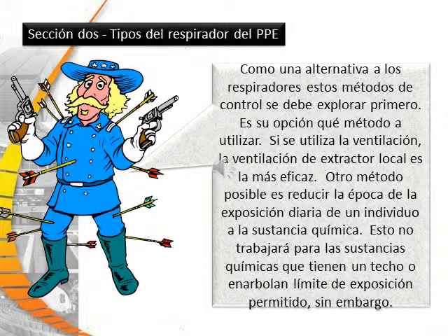If ventilation is used, local exhaust ventilation is the most effective. Another possible method is to reduce the time of an individual's daily exposure to the chemical. This will not work for chemicals that have a ceiling or peak permissible exposure limit, however.